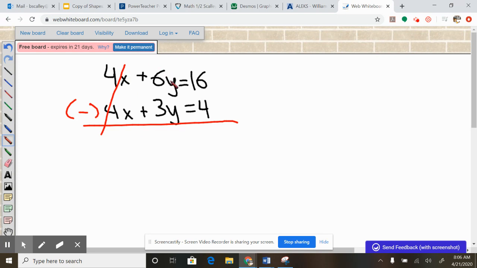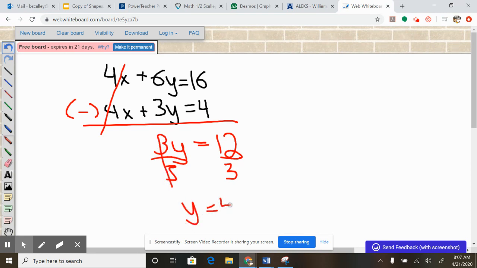Now I'm doing 6y minus 3y, which is going to give me 3y. And I subtract this side as well. So 16 minus 4 gives me 12. So I end up with a much easier equation to solve, 3y equals 12, where I divide both sides by 3, and I get y equals 4.